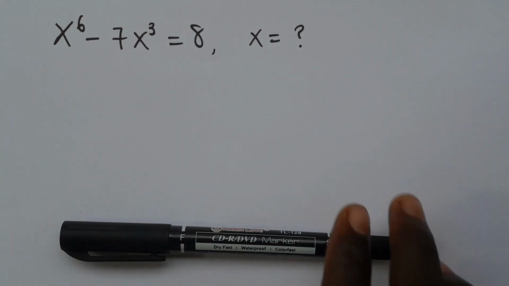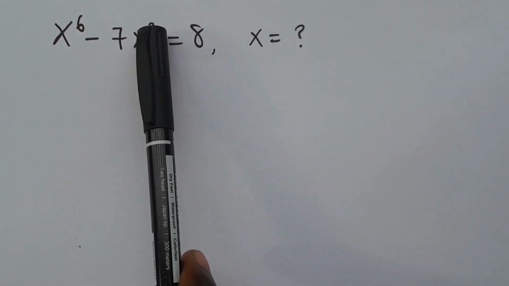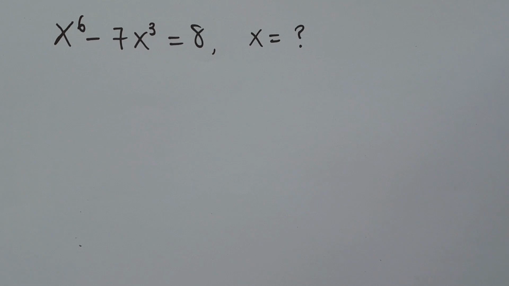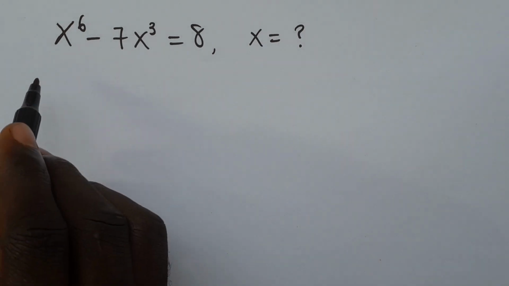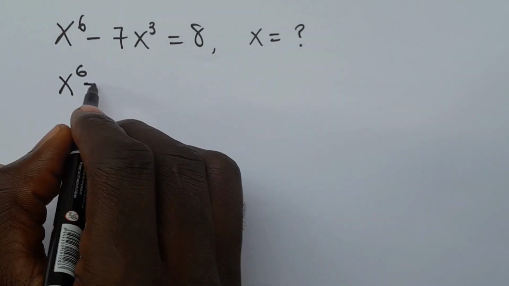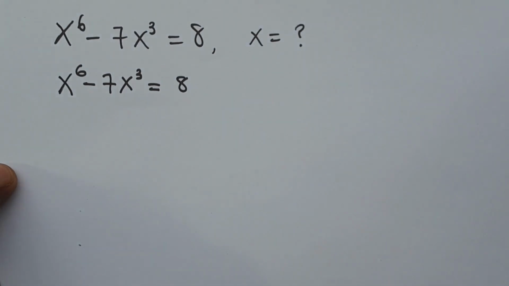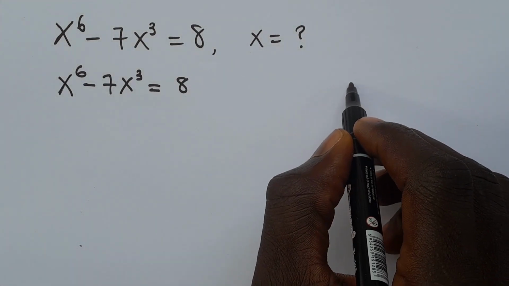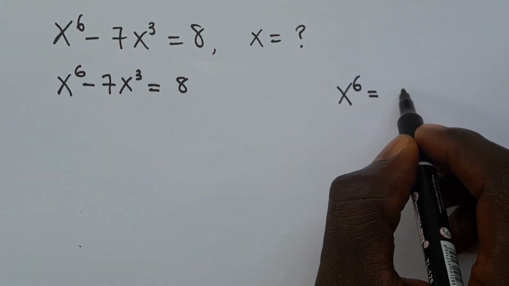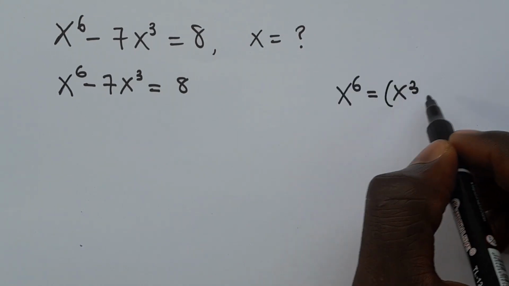Today we want to find the value of x given that x raised to power 6 minus 7x cubed equals 8. Now let's see the solution. So we have x raised to power 6 minus 7x raised to power 3 equals 8. From x raised to power 6, we believe that x raised to power 6 can be written as x raised to power 3 all in brackets raised to power 2.